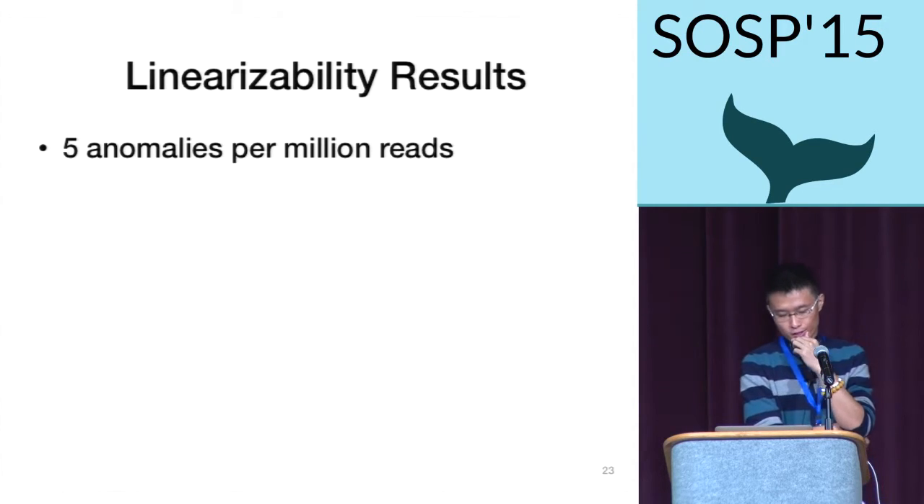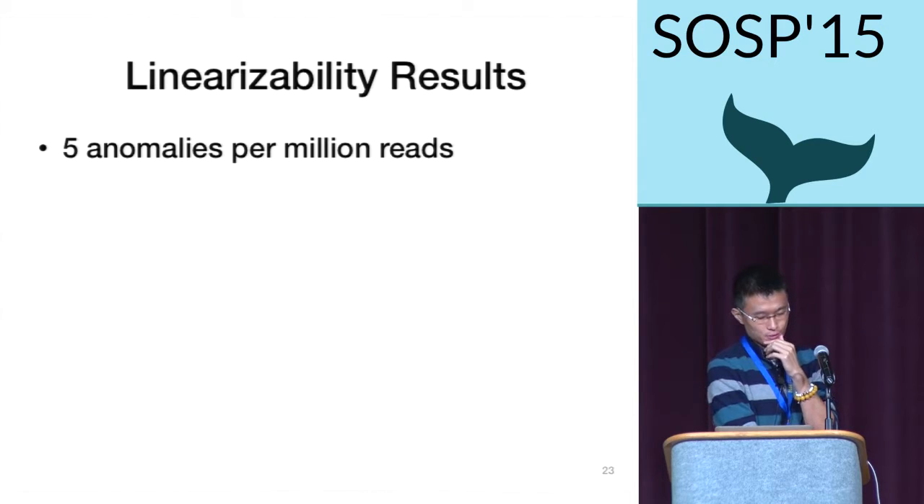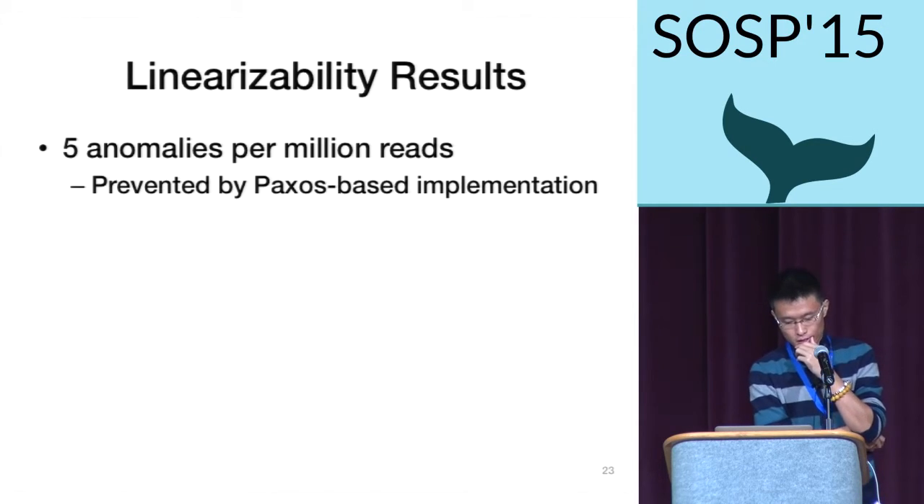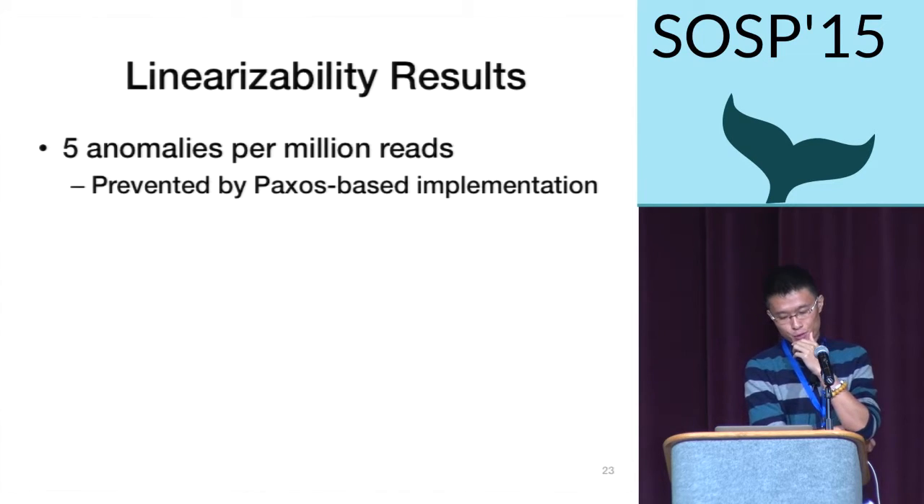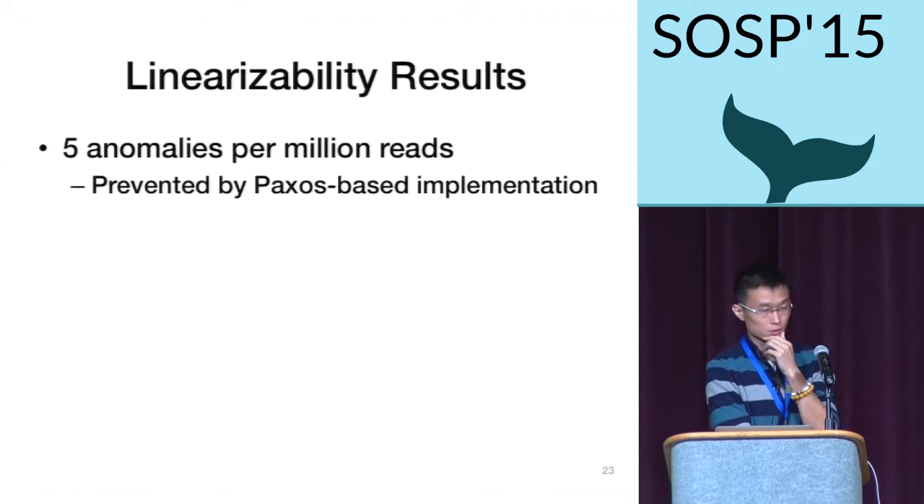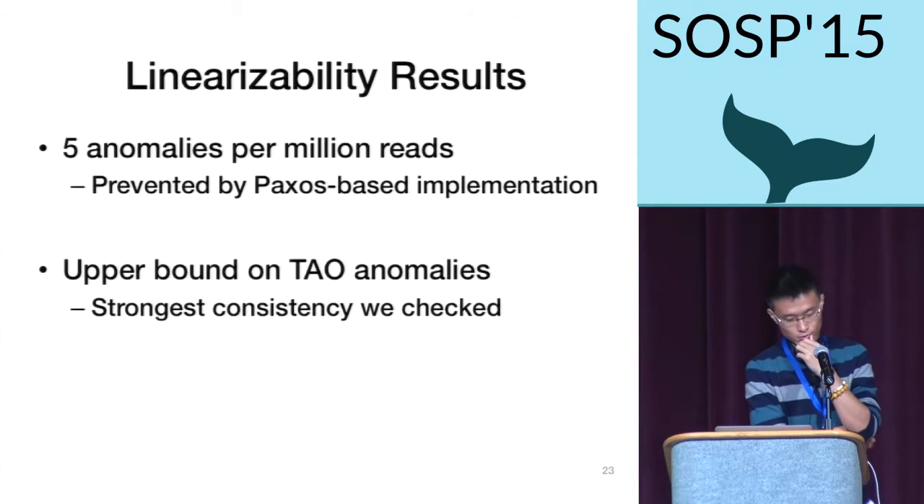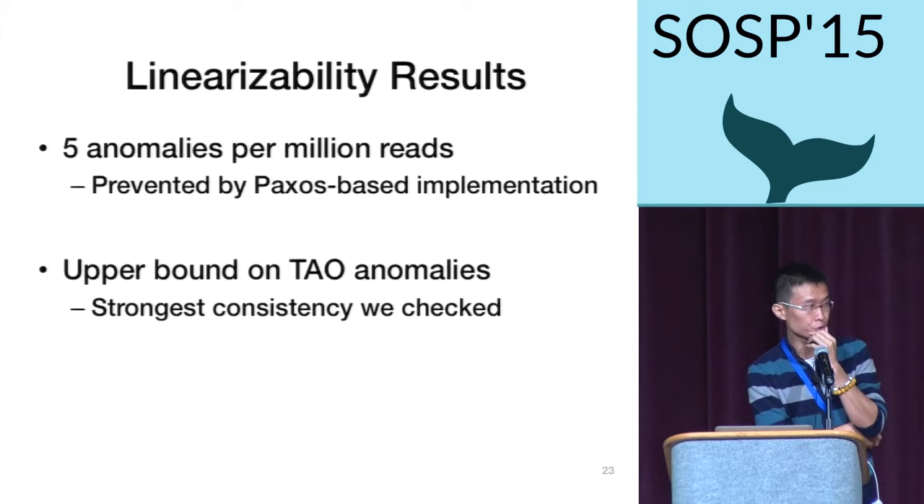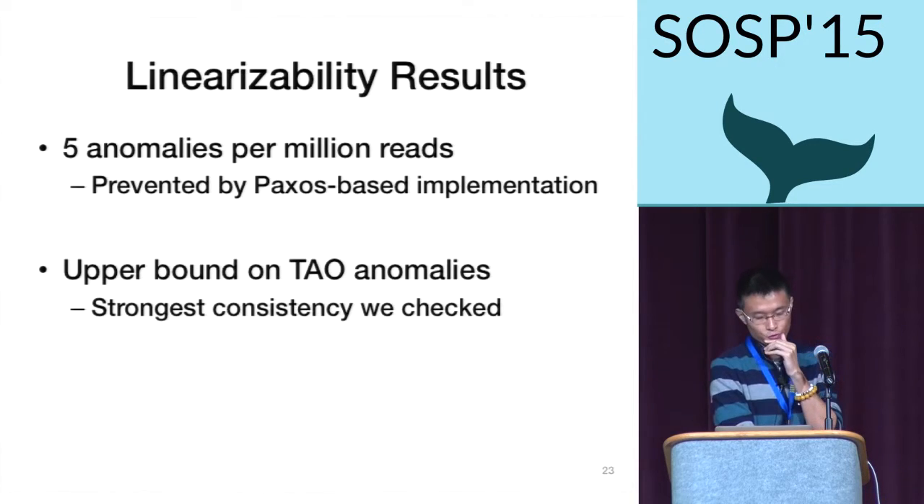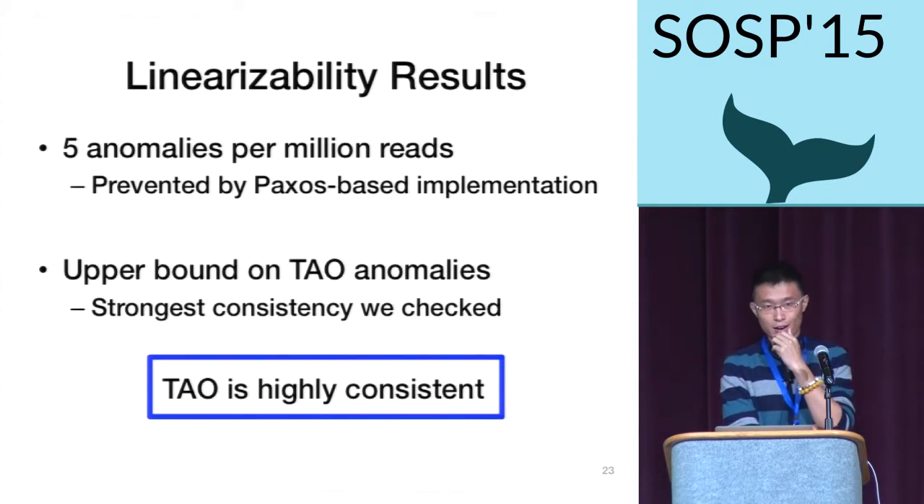For the linearizability checker, we found 5 anomalies per million reads. So this suggests that if we implemented Tau on top of Paxos, only 5 per million reads would return a different result. And also, because linearizability is stronger than the other 2 consistency models we checked, 5 per million is the upper bound on Tau anomalies. So because of this, we think Tau is highly consistent.